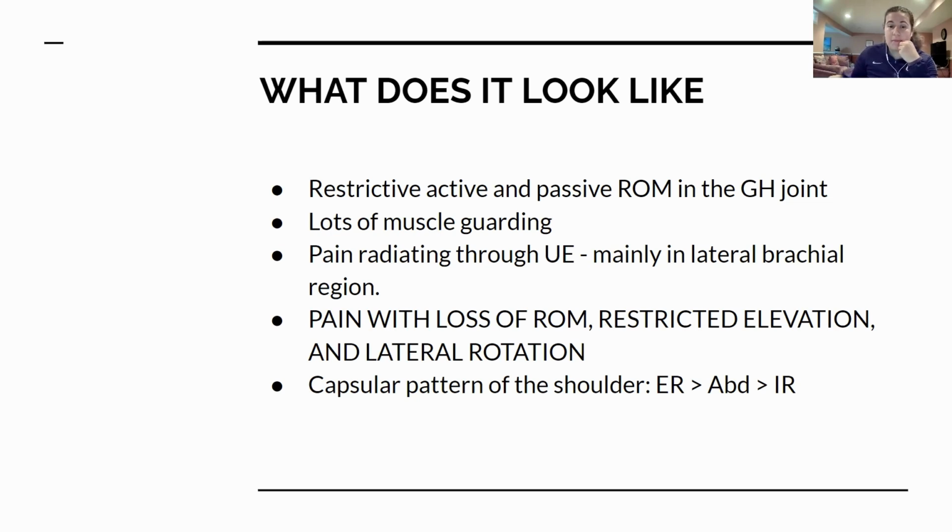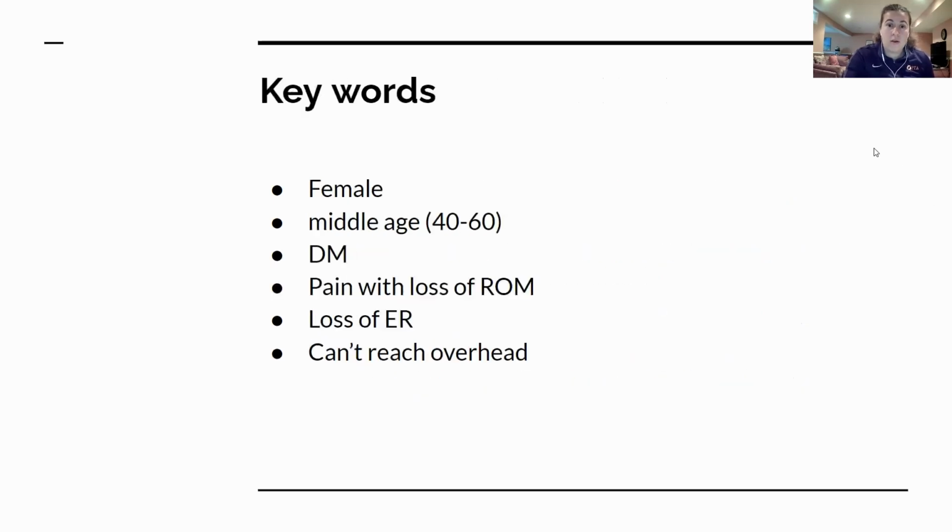We talk about the capsular pattern of the shoulder that I have put here. So you're going to lose external rotation first, then abduction, then internal rotation. So those are going to be the big things you want to look out for when it comes to which direction is starting to be limited. Start thinking adhesive capsulitis, that lateral rotation, because of those adhesions forming on the anterior portion of the shoulder. So back to the arthrokinematics of the joint, thinking about that as well.